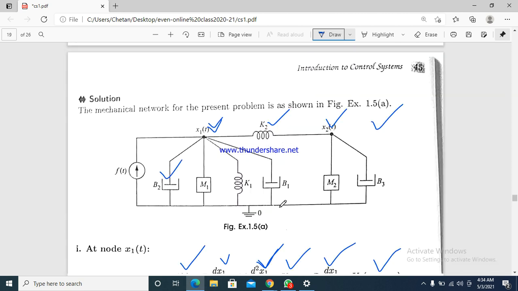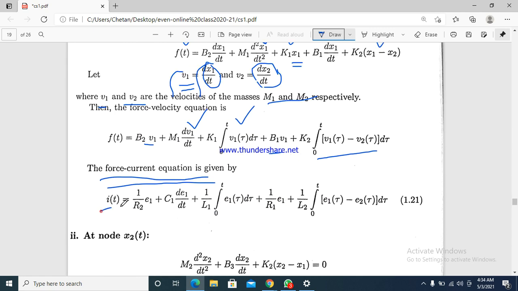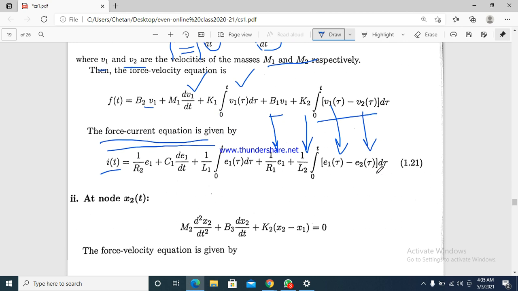Same thing I will write down. F of t by I of t, B2 by 1 by R2, next M1 by C1, and v1 can be replaced by e1, K1 by 1 by L1, the integral of v1 by the integral of e1, next B1 by 1 by R1, v1 by e1, next K2 by 1 by L2, the integral of (v1 minus v2) by the integral of (e1 minus e2).